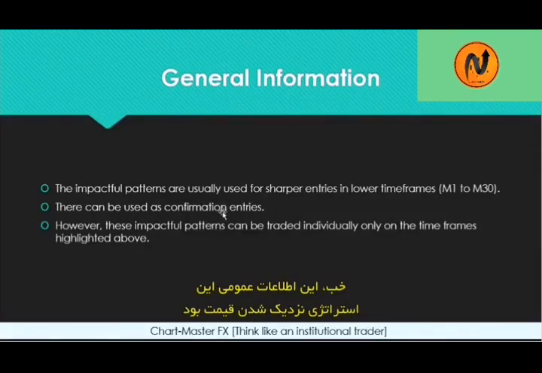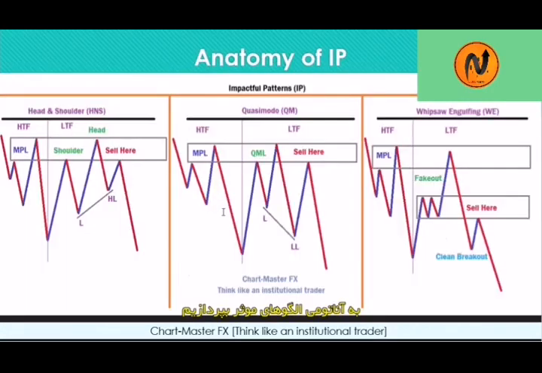So yeah, guys, that's the general information concerning this price approaching strategy. So let's go to the anatomy of the impactful pattern. Generally in this course, we are only going to look at 3 impactful patterns, which is the head and shoulder, abbreviated as HNS, the Quasimodo, which is the QM, and lastly the whipsaw engulfing. That's the shortcut for the whipsaw engulfing.